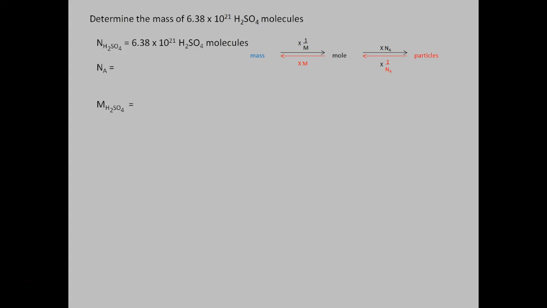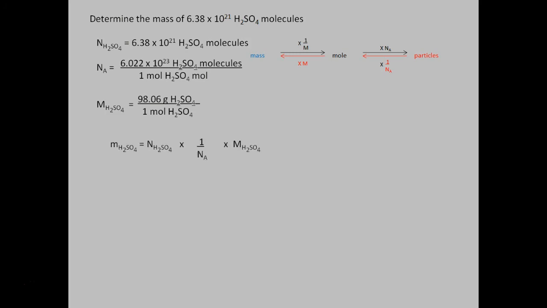So we write down our givens. We know that our number of particles is going to be our starting point. We need Avogadro's number to get into moles, and that's a constant. And then we need our molar mass to get to our mass, so we would calculate that on the side. And then we can write out our equation. So my mass, which is my target, is equal to my number of particles, my starting point, times the inverse of Avogadro's number, that gives me the moles, times my molar mass, which gives me my mass.